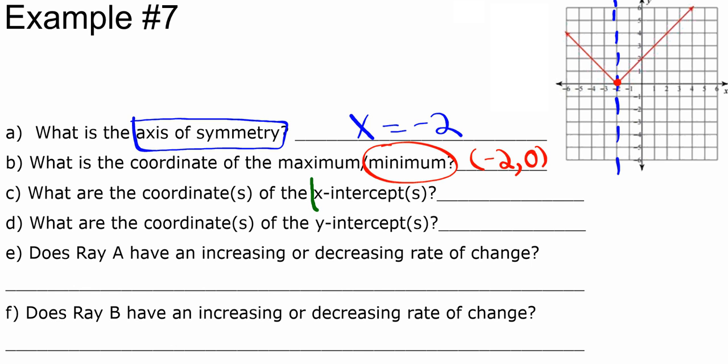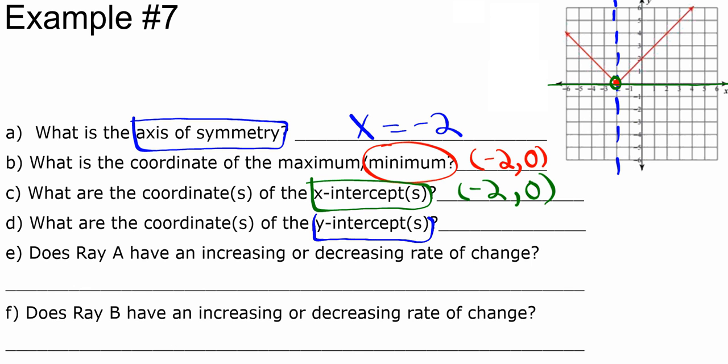When looking at my x-intercepts, I care about where the graph crosses the x-axis. It happens to cross at our vertex, which we know is (-2, 0). It only crosses once, so there's only one x-intercept.